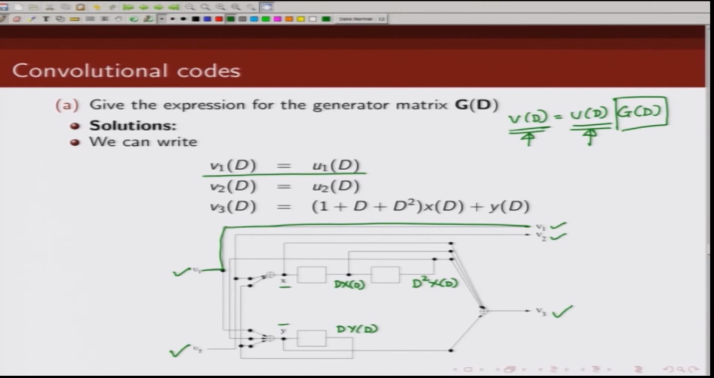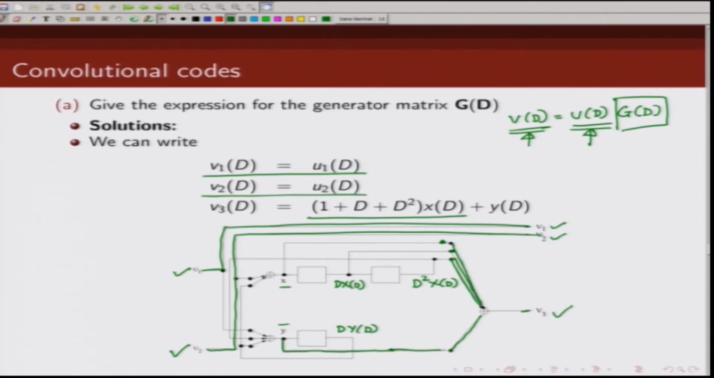Similarly, this input U2(D) directly goes to the output here. So, V2(D) is U2(D). Now, what is V3(D)? V3(D) is this term, which is x(D), this term D times x(D), and this term which is D squared x(D). So, it is this term plus this term. So, it is these 3 terms. Now, what is this term? This is y(D).